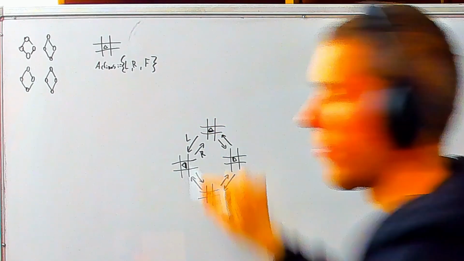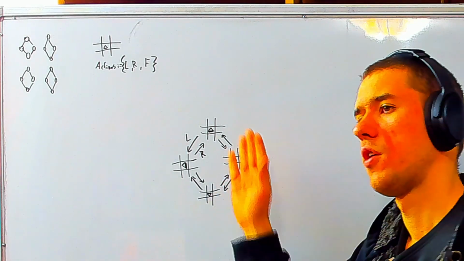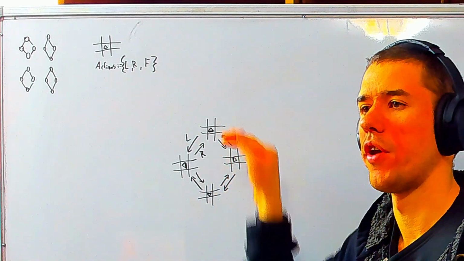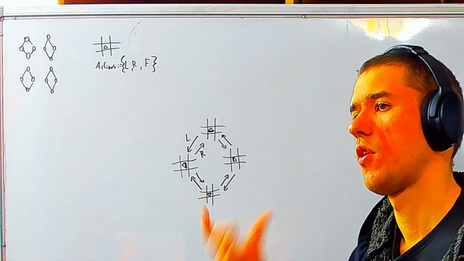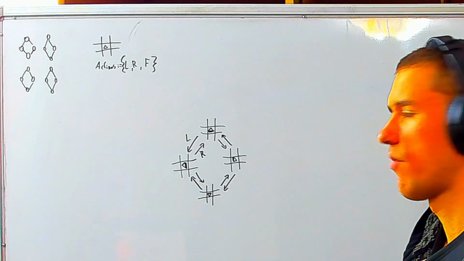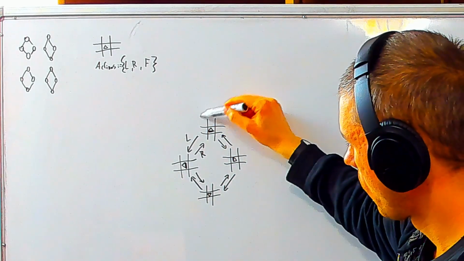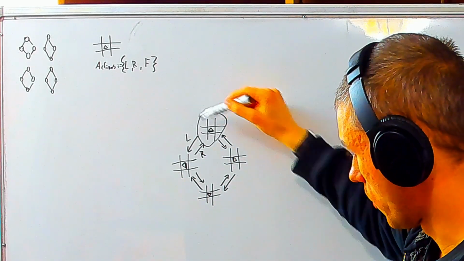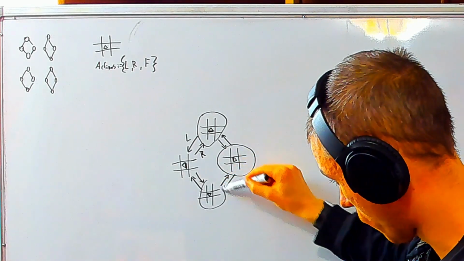So we get something like this, right? That's the thing I can do. I can look up, and then I can rotate left, can rotate right. Makes sense? The world state graph is the graph where the vertices are the states of the world, and edges are possible transitions between the world states.